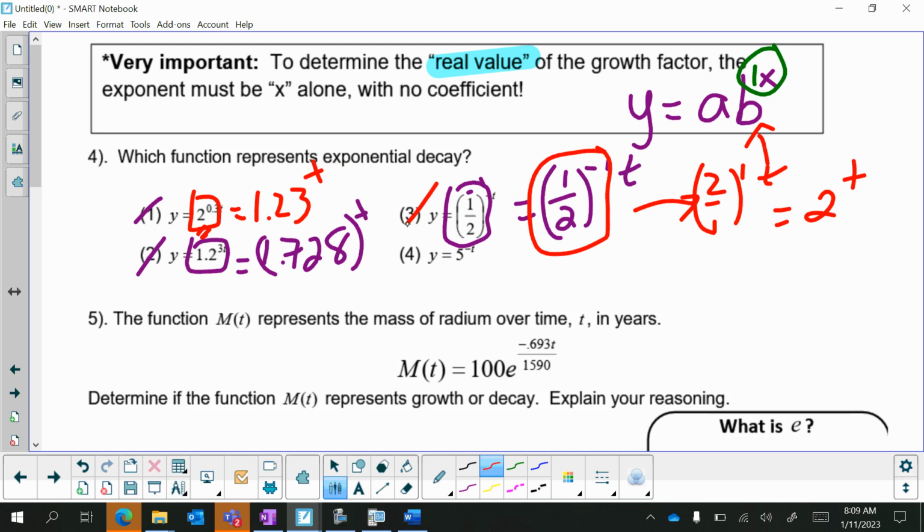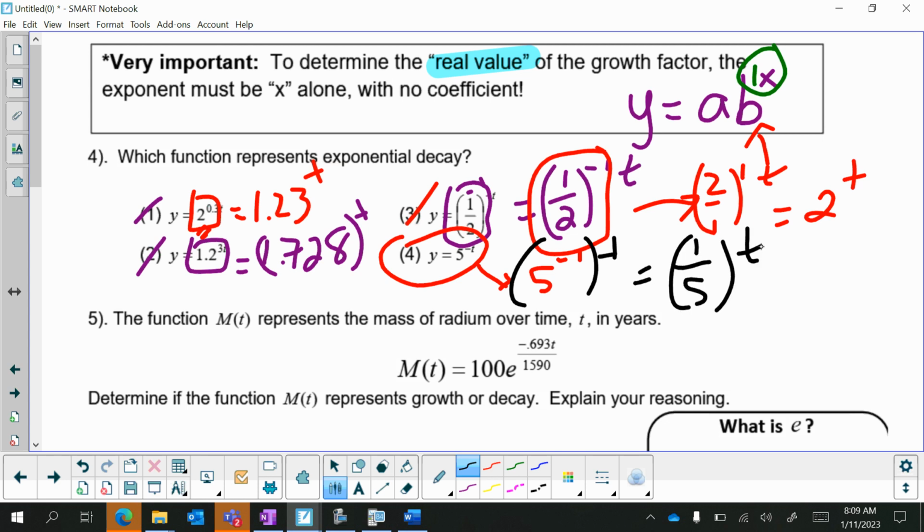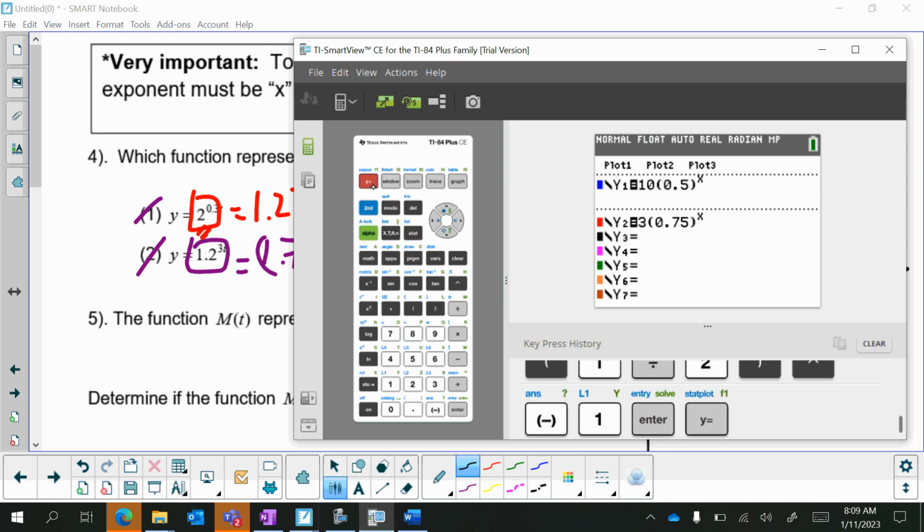So the answer to this question was choice 4, 5 to the negative t, because if you change this to 5 to the negative 1 to the t, this is really going to be 1 over 5 to the t. Okay, so now the t is by itself, and now actually the base is fractional, so it's 1/5. Now, could you have plugged them all in the calculator, graphed them all, and seen which one was decay?